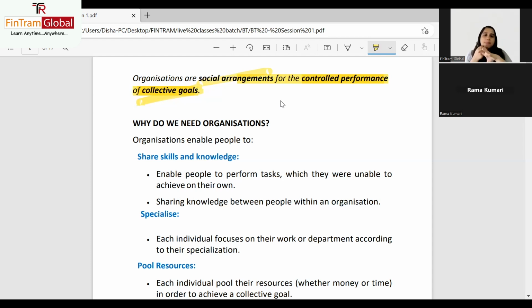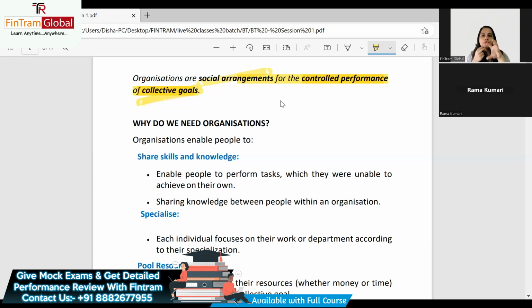So of course, it could be any goal. It does not always mean that the goal is going to be just money or profit. Depending on your organization, the goal could be different. So what exactly is an organization? Three important things here. They are a social arrangement for the controlled performance of those collective goals.